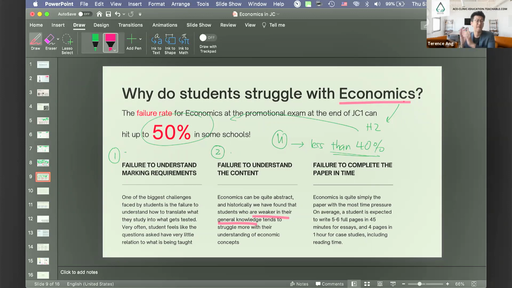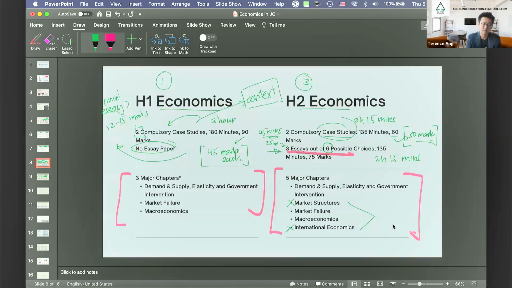And finally, the biggest challenge that a lot of people have, after being able to understand and being able to do questions, is they can't do it in time. We'll talk a little bit more about this later, but there is a way around this, and it's not so much to do with writing speed. The reason why there's a lot of time pressure is because you really have to write a lot. For good quality essays, for example, you have to write 5 to 6 pages in 45 minutes for an essay question. You have to write about 4 pages, including your reading time, when you're dealing with case studies.